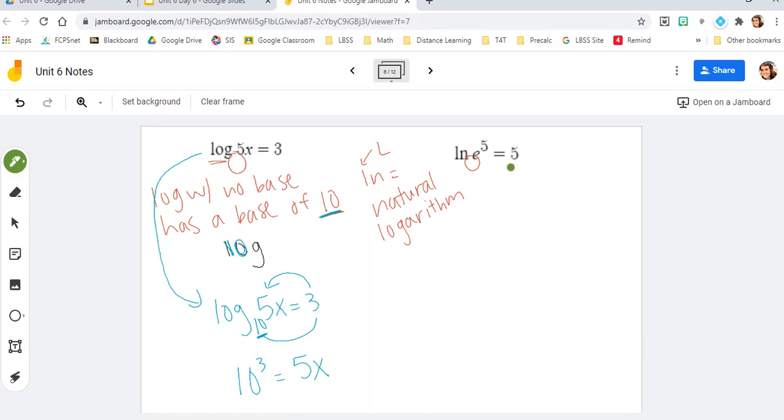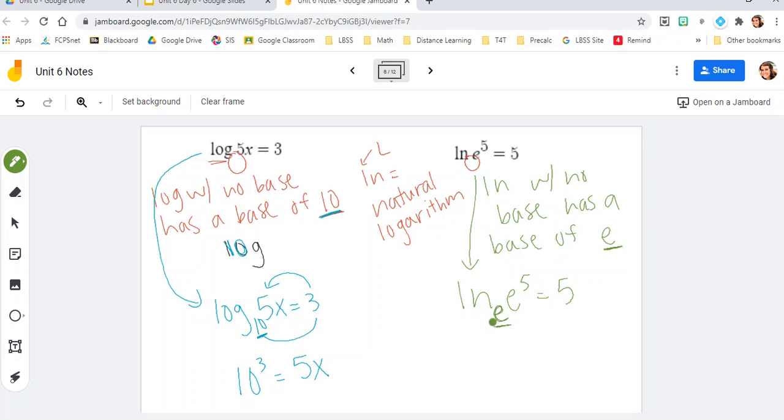And then it's a similar concept. So talking about this natural logarithm again, I said that it has a special relationship with e. So an ln with no base has a base of e. So what we can do with this problem is rewrite it and write in our little e for our base here.